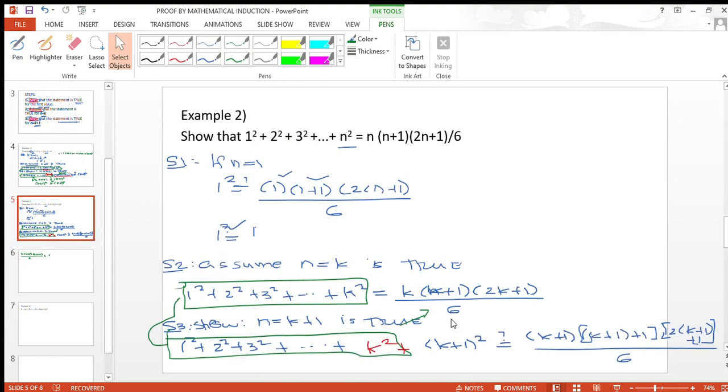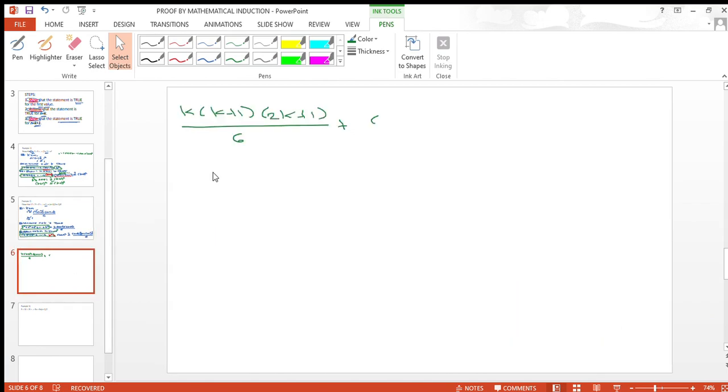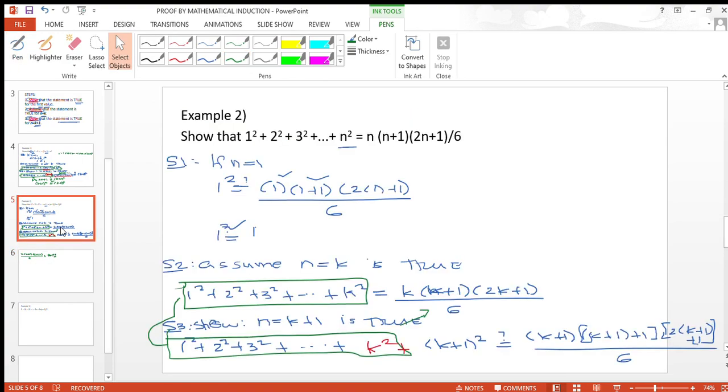Here, k plus 1, the quantity squared, and the right side, let's just check that. The right side is, I think we can simplify this. Let's first check what will be the simplified value of the right side.